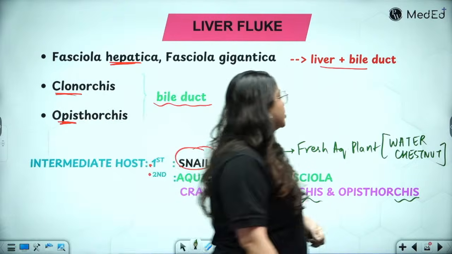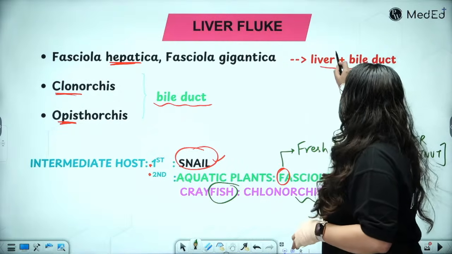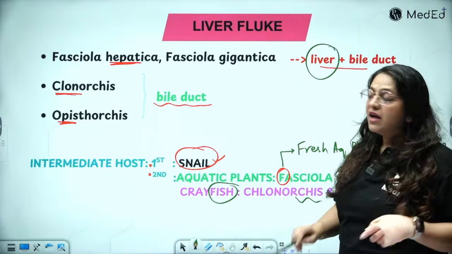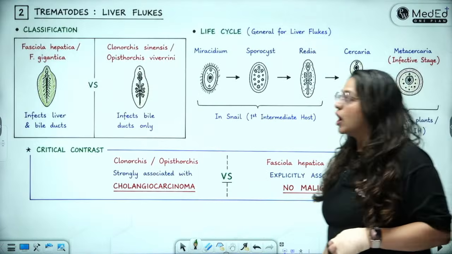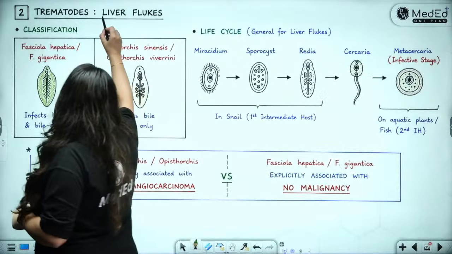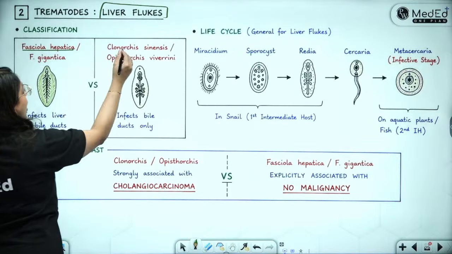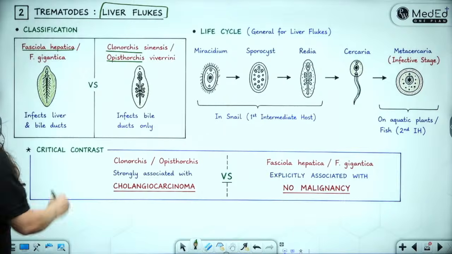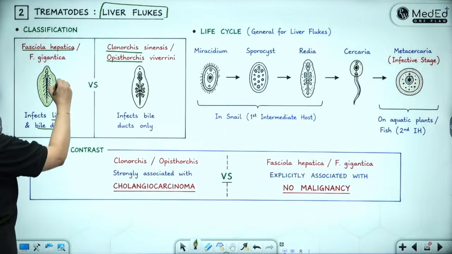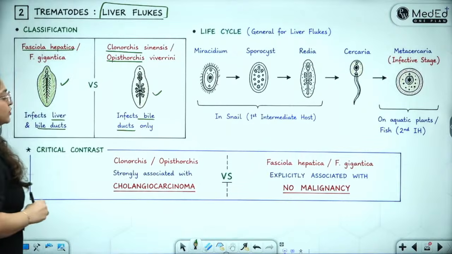All right, this is the general rule. And Fasciola hepatica is the only one which is going to affect the liver. The other two are only going to affect the bile duct. So how will you draw? You will say that classification of liver flukes could be that they could be Fasciola hepatica or they could be Clonorchis sinensis and Opisthorchis. Okay. Fasciola hepatica infects liver as well as bile duct. It is also leaf shaped. This one affects the bile duct only. This is also leaf shaped.